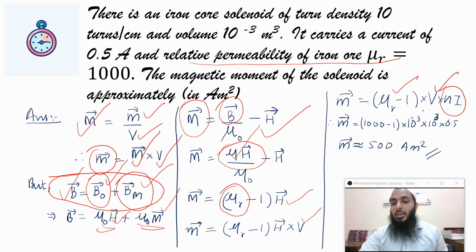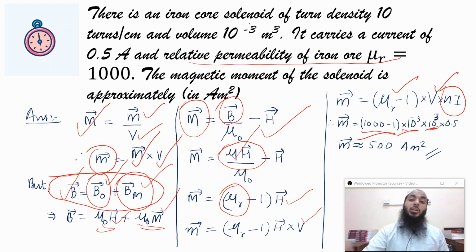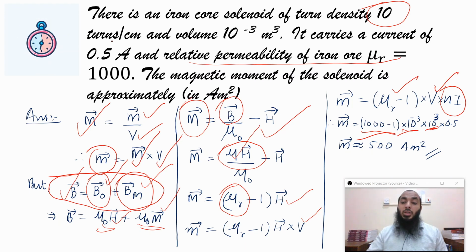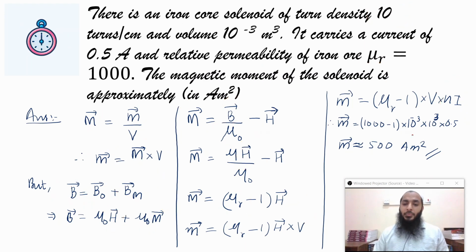So now you can directly substitute 1000 minus 1, into volume 10 raised to minus 3 meter cube, and turns per centimeter was 10. If you want to find turns per meter, it will be 10 raised to 3, and multiplied by 0.5 is the current. So if you multiply everything, you will get approximately 495.99, but you can approximate it as 500.